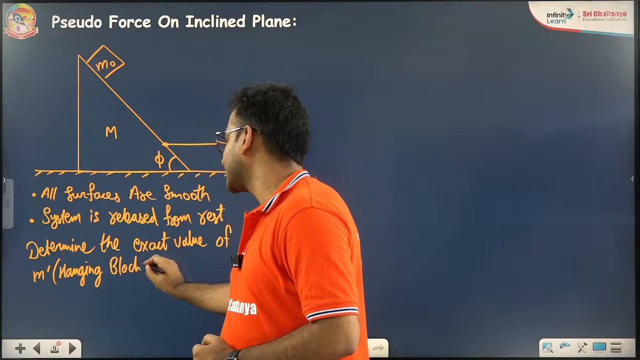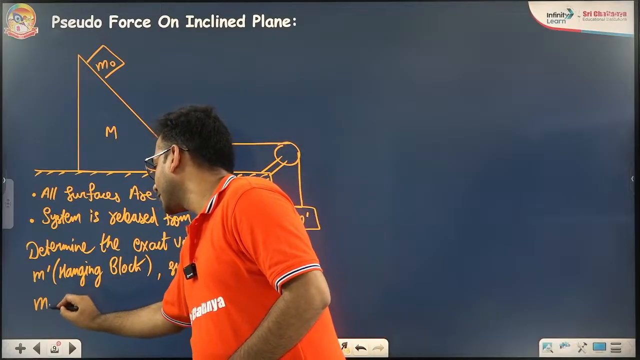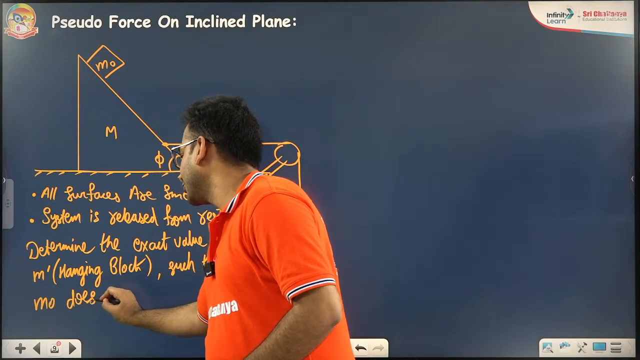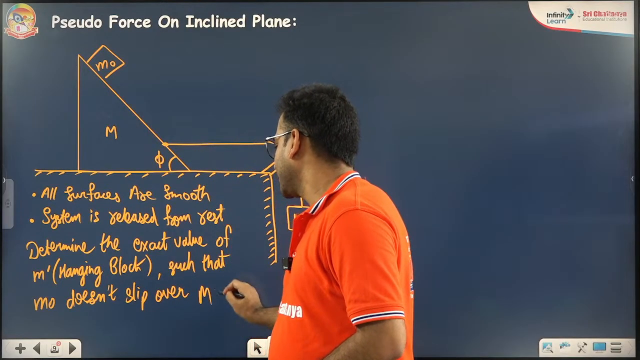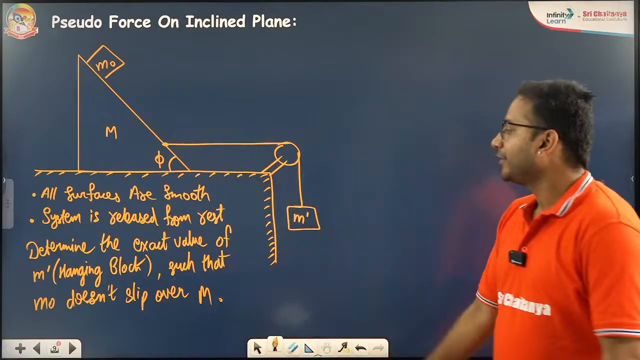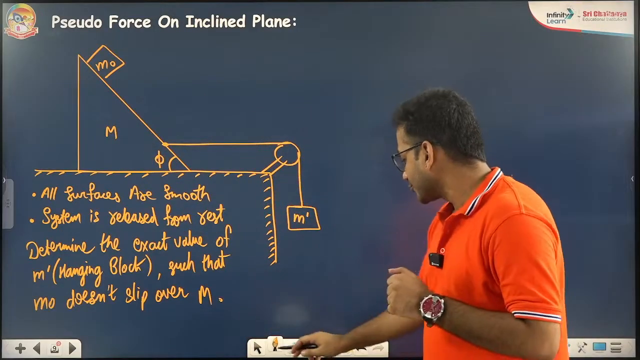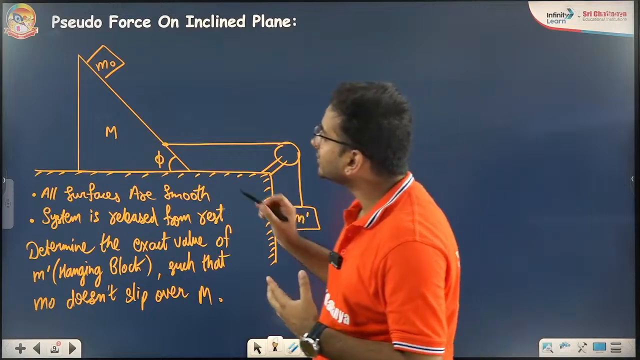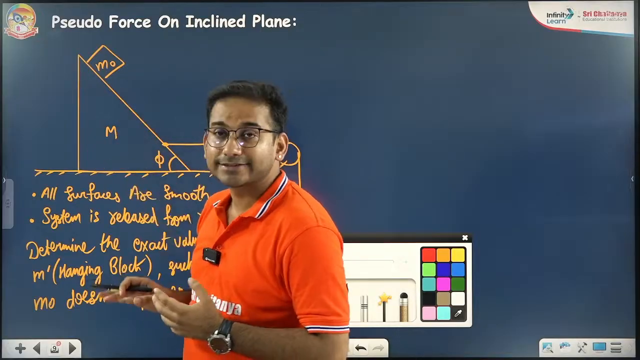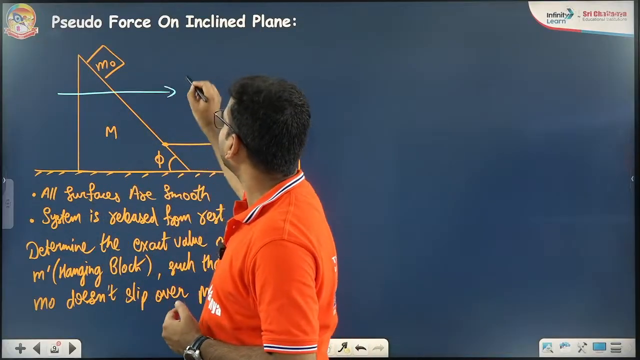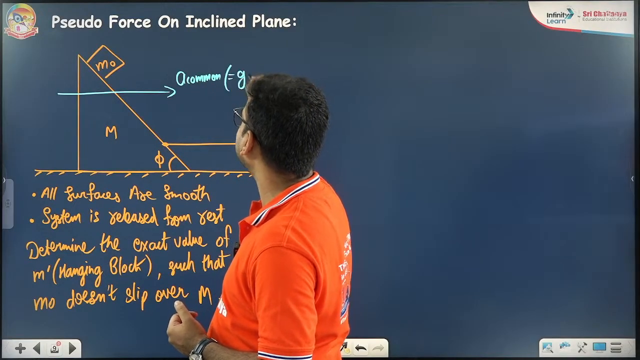Such that m naught doesn't slip over capital M. You want the value of m dash, the hanging one, such that this doesn't slip over this. First of all, if you don't want the block to slip over the wedge, then they must be moving with a common acceleration, and the common acceleration for sure is going to be g tan phi.